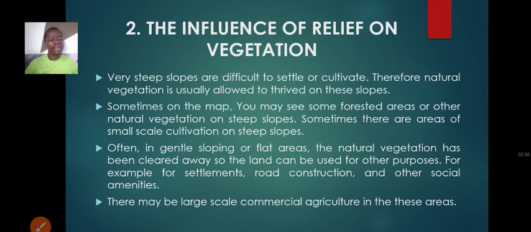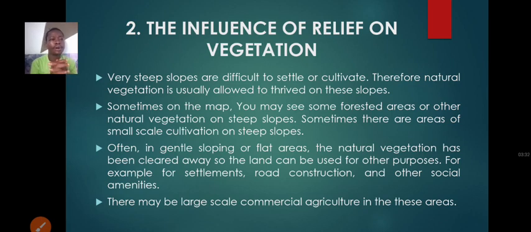So you see that various species of plants will be growing at that place, but buildings or settlement will not be found there because the place has a steep slope. Sometimes on the map you may see some forested areas or other natural vegetation on steep slopes. Sometimes there are areas of small scale cultivation on steep slopes. So you should be able to identify and know all these things when you are trying to describe and explain how relief influences vegetation on a particular topo sheet.